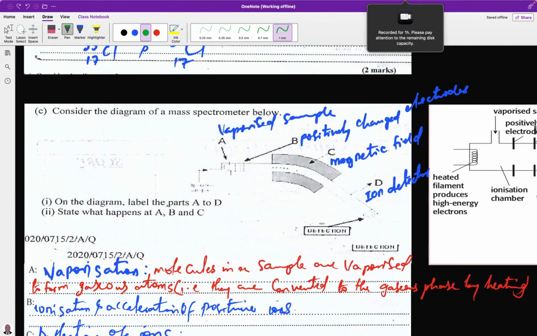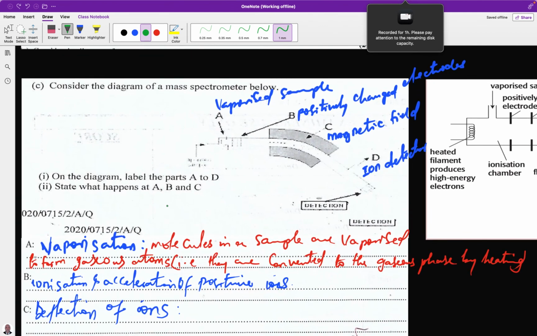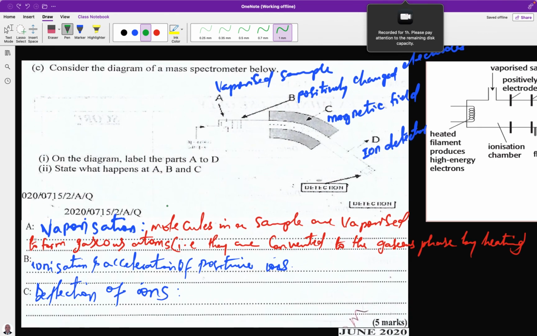Then we went to the mass spectrometer, the use of the mass spectrometer in determining the relative atomic mass, the relative abundances of the isotopes, the structural formula of compounds, and the molar mass of compounds. I said that those are the uses of the mass spectrometer. It is good for analytical chemistry.